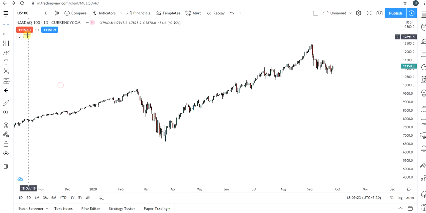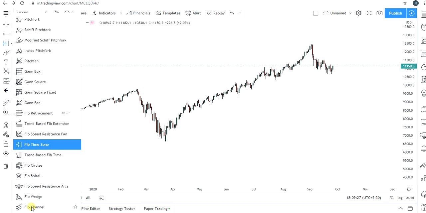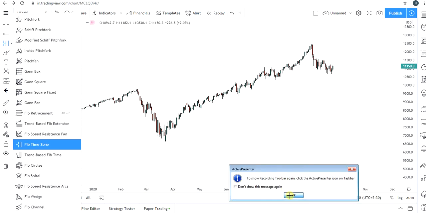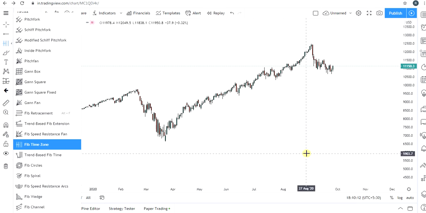But if you see in this TradingView drawing tools section, you can see there are other things like Fibonacci channel, Fibonacci wedge, Fibonacci spiral. This is the same thing as the golden spiral. So these are also drawing tools that are available here, and we can go and use them. So go ahead and explore these tools that are here and find out their different purposes.